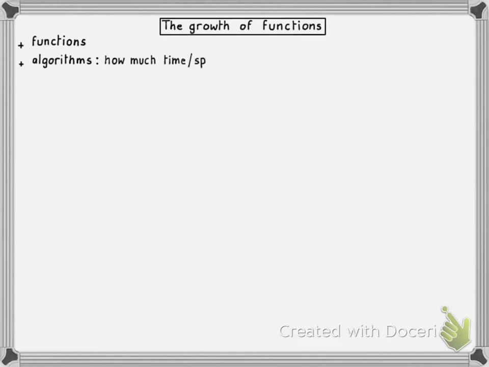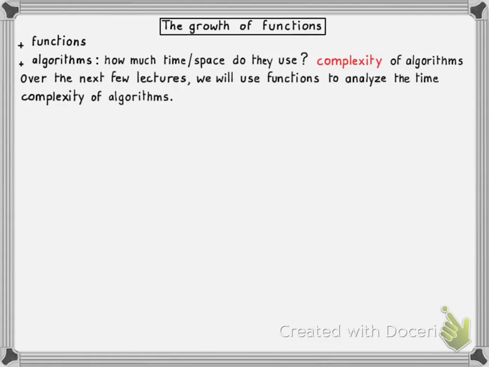analyze the amount of resources that this algorithm requires when it is executed. And the resources we are most interested in are the time it takes to execute and the amount of space or memory that it requires. When we analyze these characteristics of algorithms, we say that we analyze the complexity of the algorithms. Now, in this course, we're only going to focus on time. So, in other words, we're going to analyze the time complexity of algorithms.